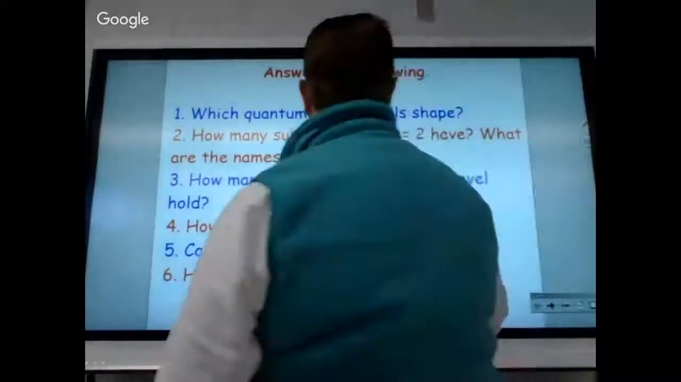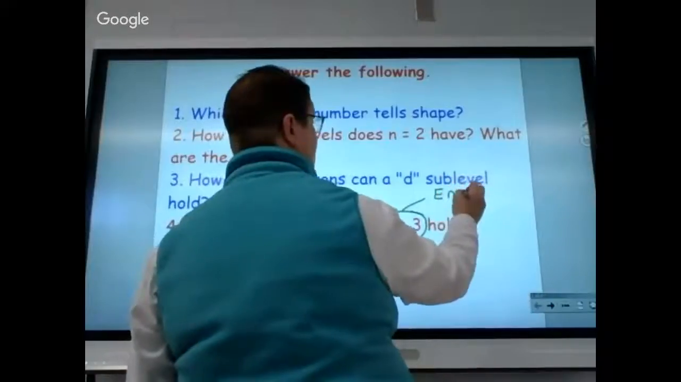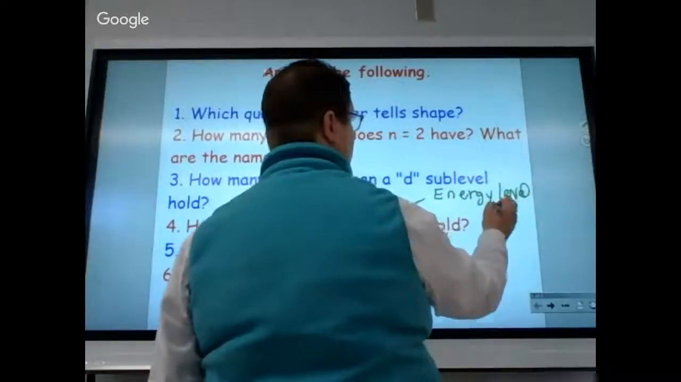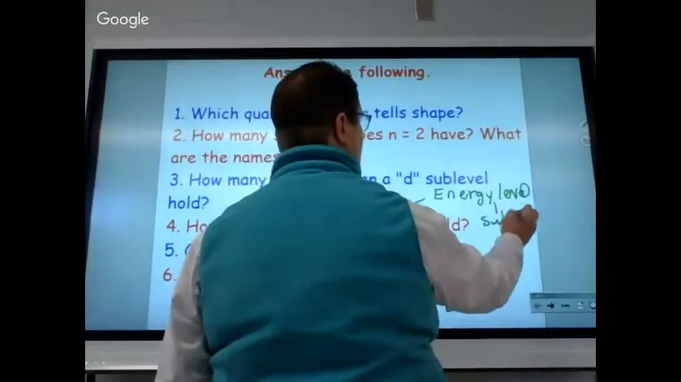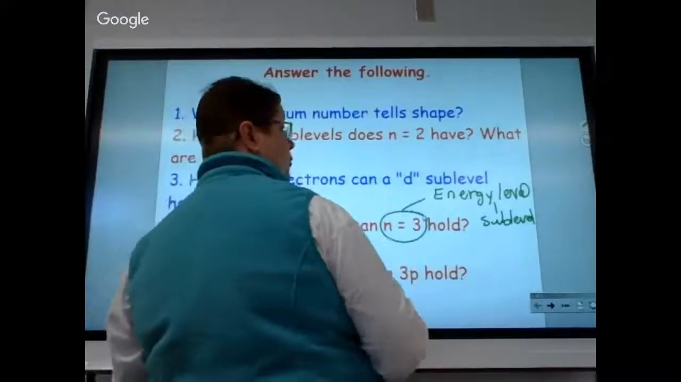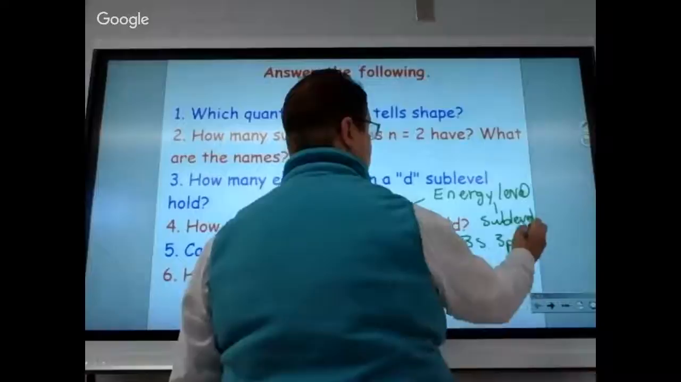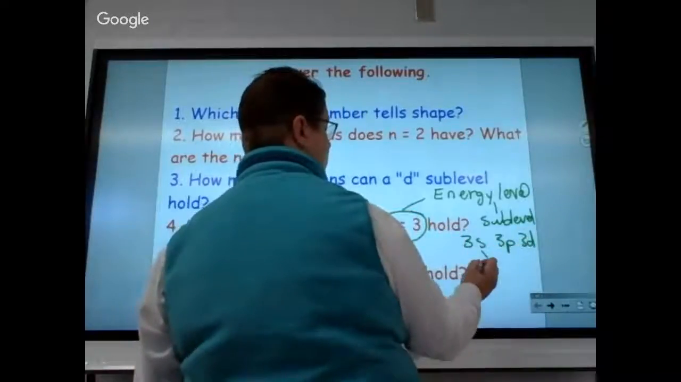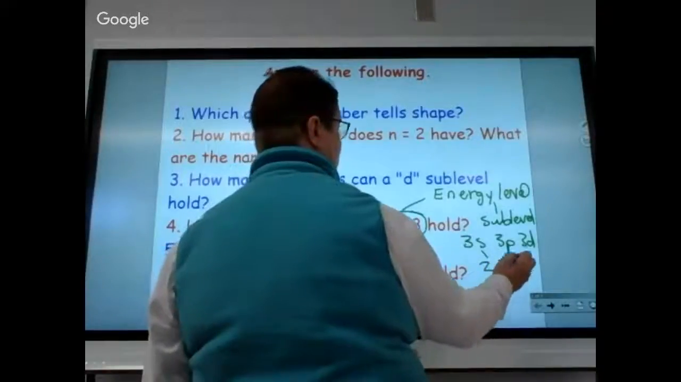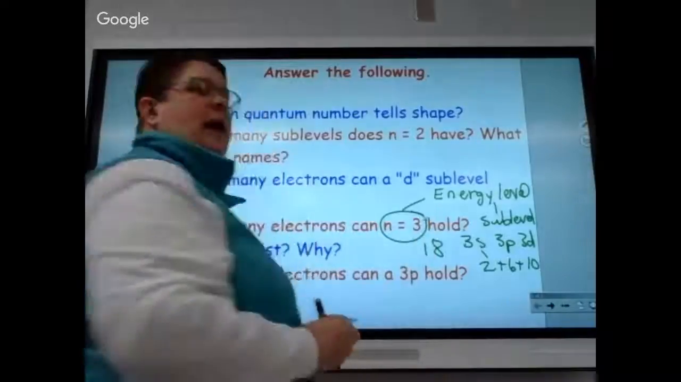All right. First of all, what is this? That's an energy level. All right, so you have to find the electrons in the sublevels, right? So how many sublevels are there? There are 3. What are their names? So, how many in S? How many in P? And how many in D? So that'll give you 18 total. You want a shortcut? Yes.